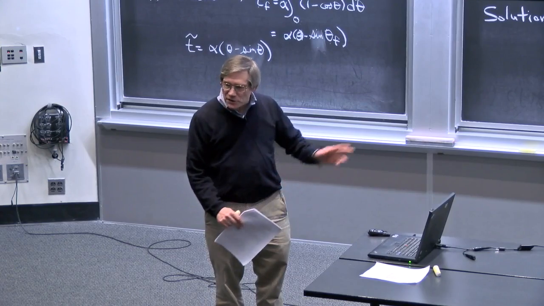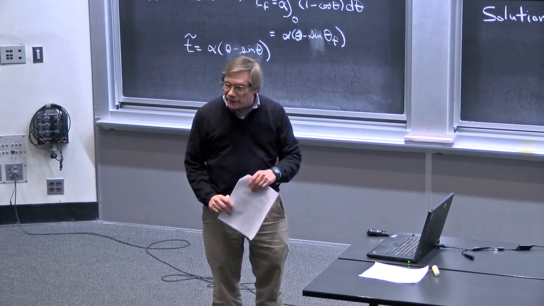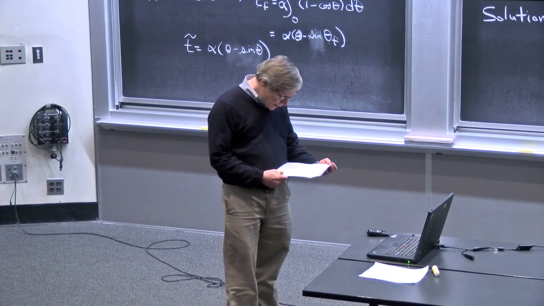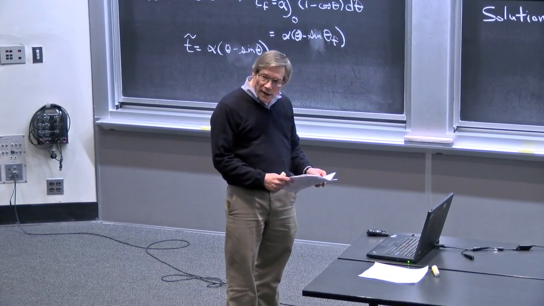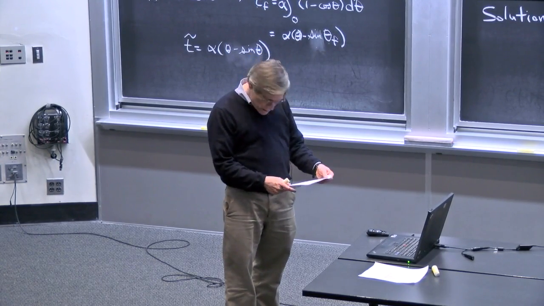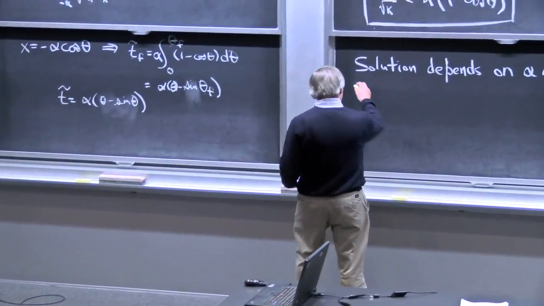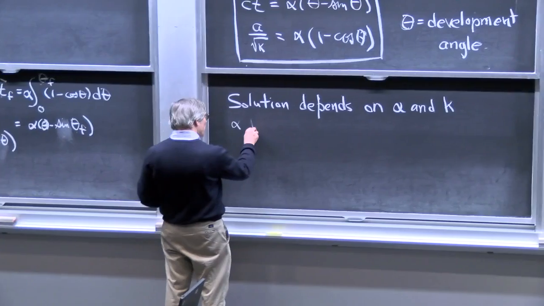One could, for example, fix k to always be 1, and then we'd have a one-parameter class of solutions indicated by alpha. Alpha, unlike k, really does have a clear physical meaning related to the behavior of the universe. And we can see what that is.